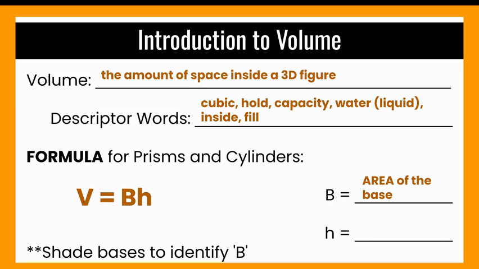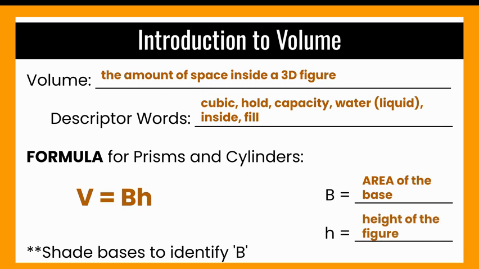So like I said, rectangular prism, that's a rectangle. Triangular prism, the base is a triangle. For cylinders, our base is going to be a circle. So when we think cylinders, because big B stands for the area of the base, that's going to be the area of a circle. And the area of a circle is pi r squared. And then h is the height of the shape.